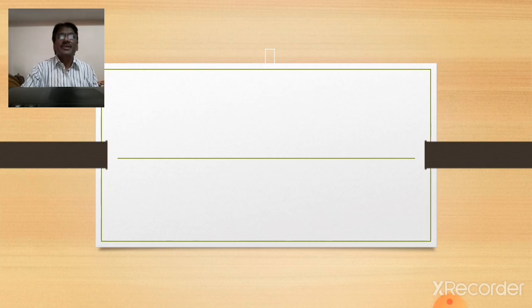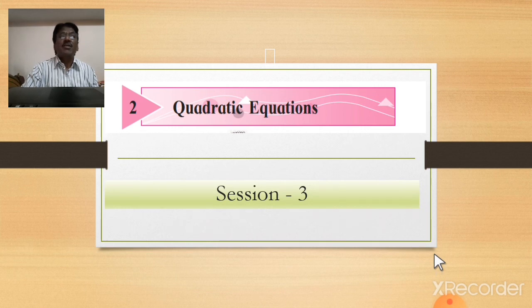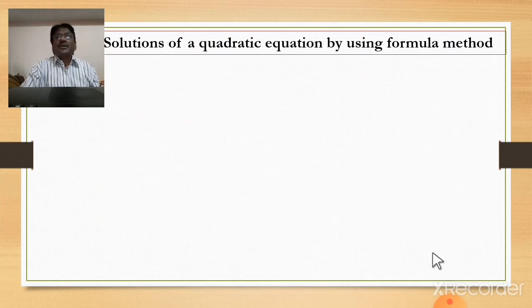Friends, this is our session 3rd of quadratic equations. And today we see the solution of quadratic equation by using the formula method.